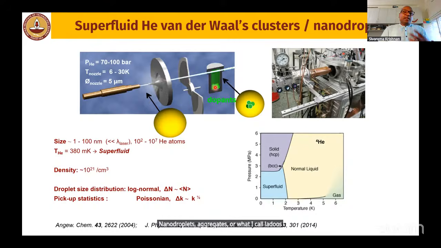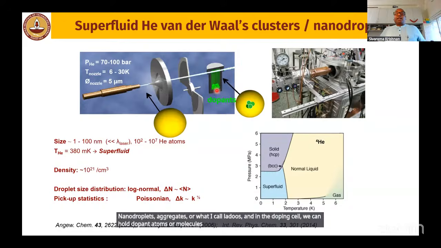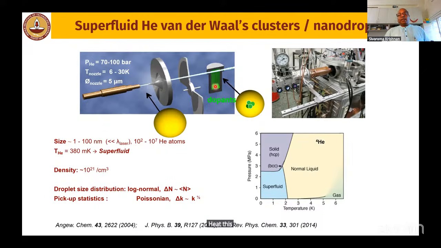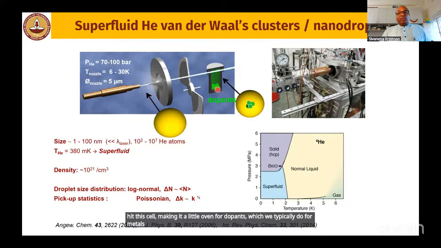And in the doping cell, we can hold dopant atoms or molecules in a vapor state. If there is sufficient vapor pressure at room temperature, just hold it at room temperature. If not, heat this cell, making it a little oven for dopants, which we typically do for metals and some dopants which are in solid phase at room temperature.